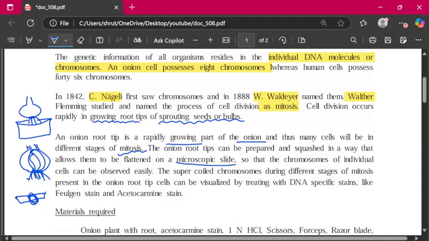The supercoiled chromosomes during the different stages of mitosis present in the onion root tip cells can be visualized by treating with DNA specific stains like Feulgen stain and acetocarmine stain. Okay.